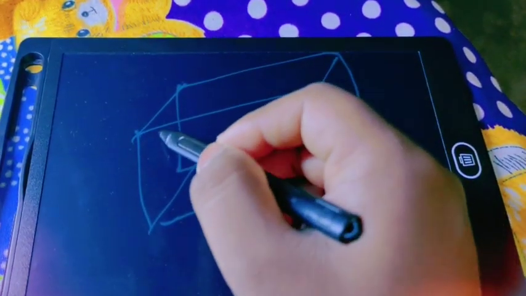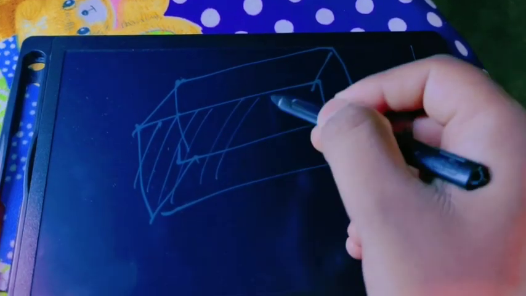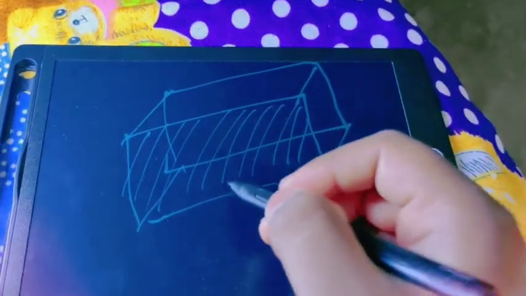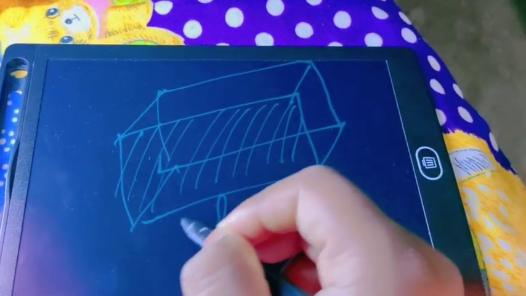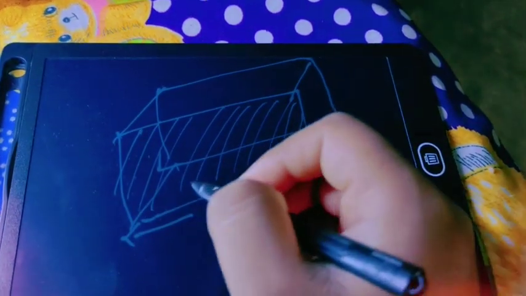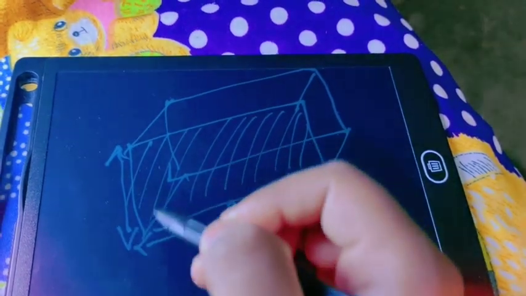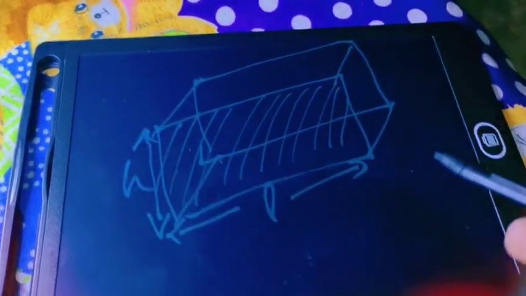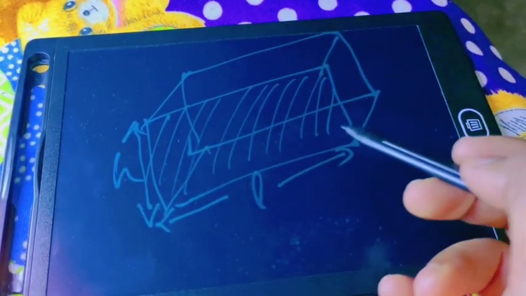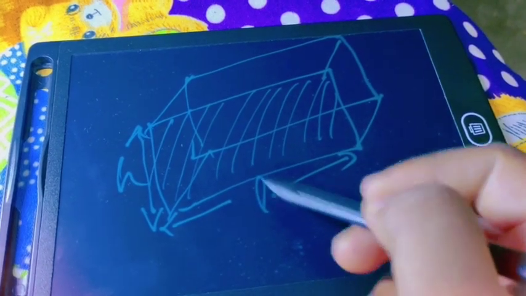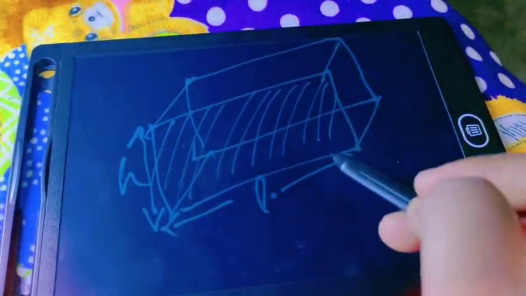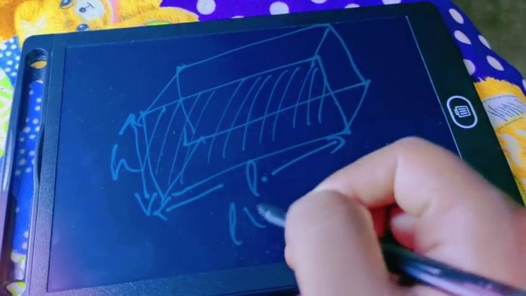Face number 2, this one in the front. Length L and breadth is this height. What will be its area? Its area will be L into H, this rectangle's area.